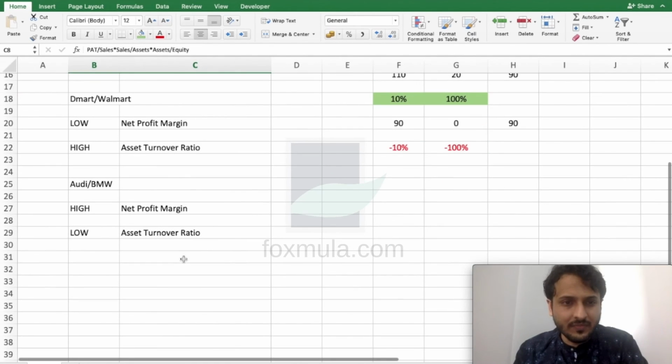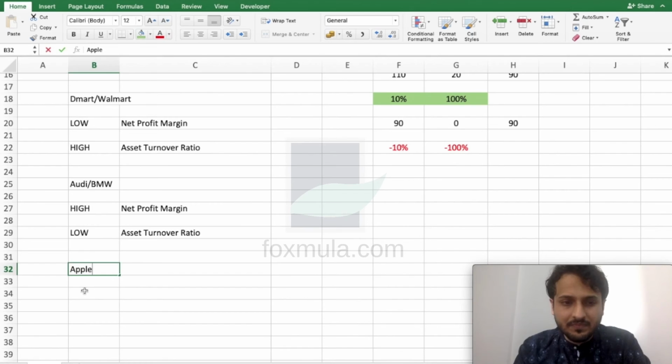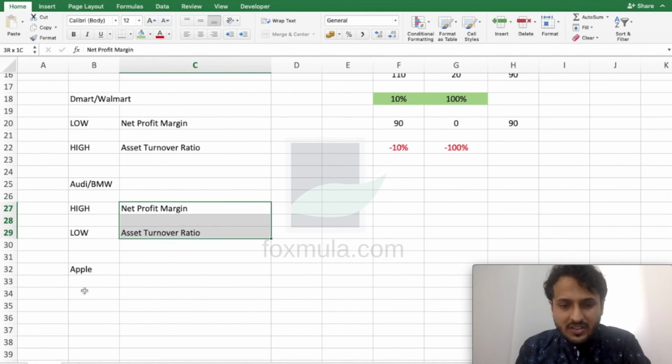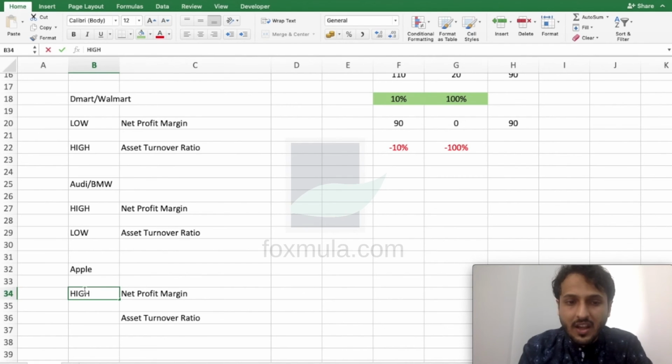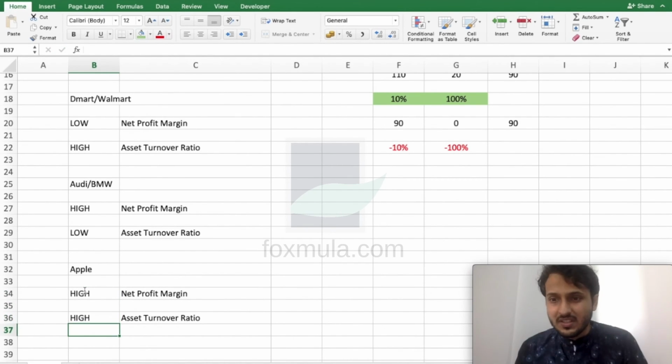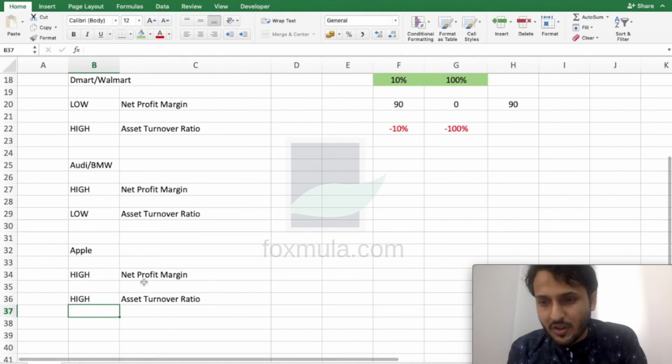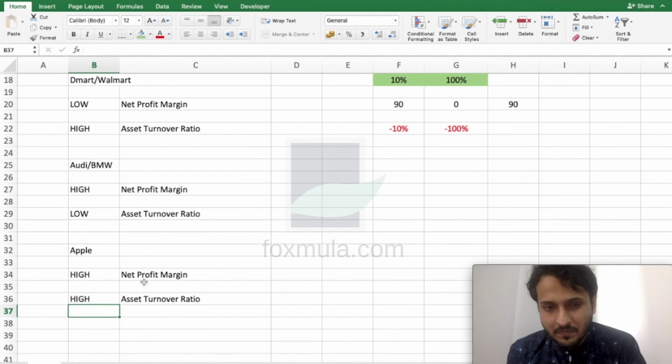Last thing, a company like Apple, the world's biggest company according to valuation, has a very high net profit margin, and asset turnover ratio is also very high. Both of these things are driving return on equity for Apple.